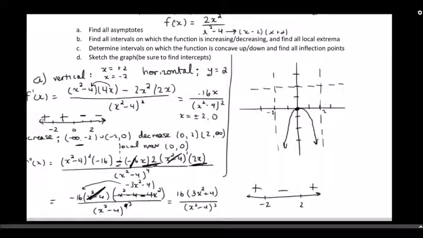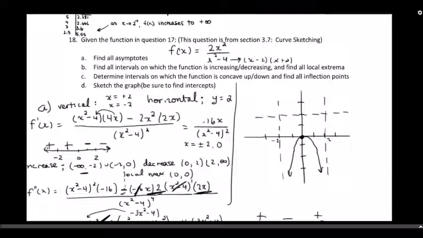Now part D, sketch the graph. Be sure to find the intercepts. We've already found one intercept right here. That's an x-intercept of 0. It's also a y-intercept because it's right at the origin. So going back to the original function, to find a y-intercept, you let all x's equal 0. If you let all these x's equal 0 in this original function here, you're going to get 0 divided by negative 4, which is 0. So the y-intercept is 0, which we already knew.